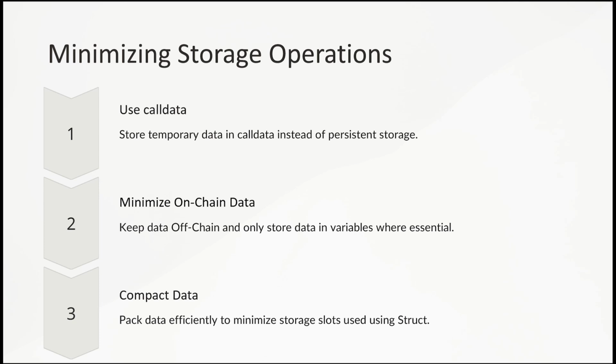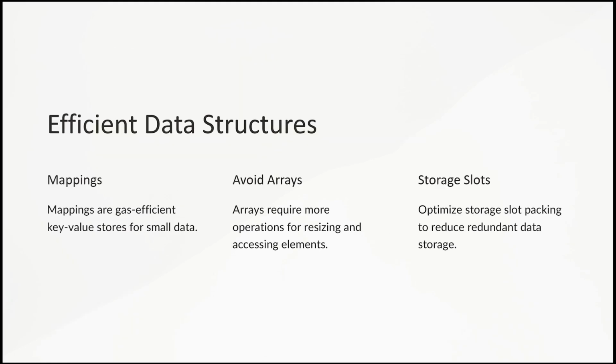We should try to pack data variables to minimize memory slots wherever possible using struct. We should also use efficient data structures, like mapping, which helps us to store key value pairs. We should avoid arrays as they require more operations. Using struct to optimize storage slot packing reduces redundant data storage.